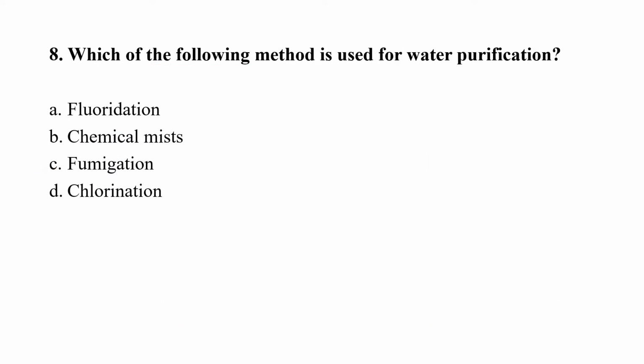Question number 8. Which of the following methods is used for water purification? Option A, fluoridation; option B, chemical mist; option C, fumigation; option D, chlorination. The correct answer here is option D, which is chlorination. Chlorination is the method used for water purification.